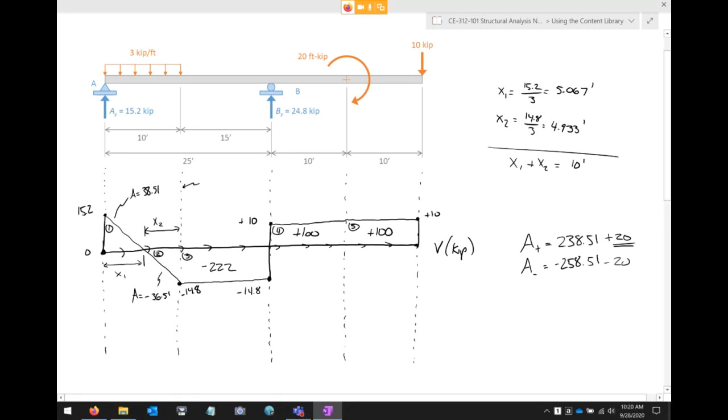See, if I put minus 20 here, I'm going to have 238 of positive area, but 278 of negative area. That 20 kip-foot moment is a positive moment, so it's going to cause a vertical jump in the shear diagram. And if that is a little fuzzy, let's just draw the moment diagram and let's see what happens.